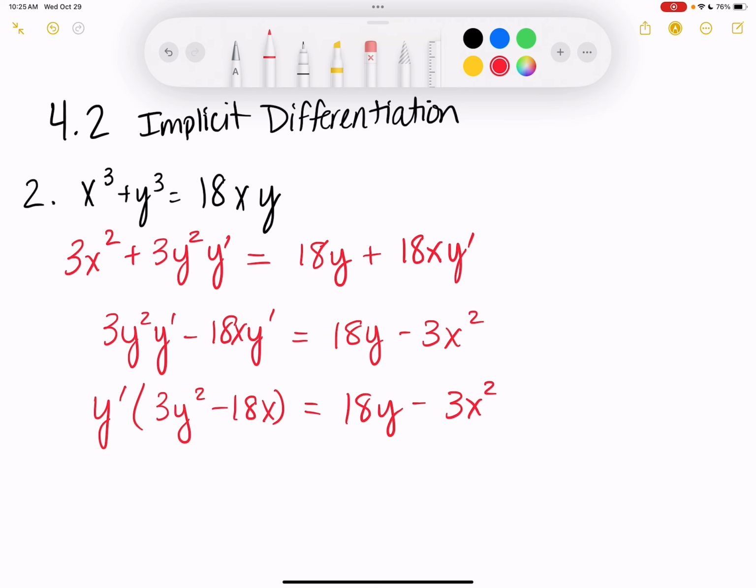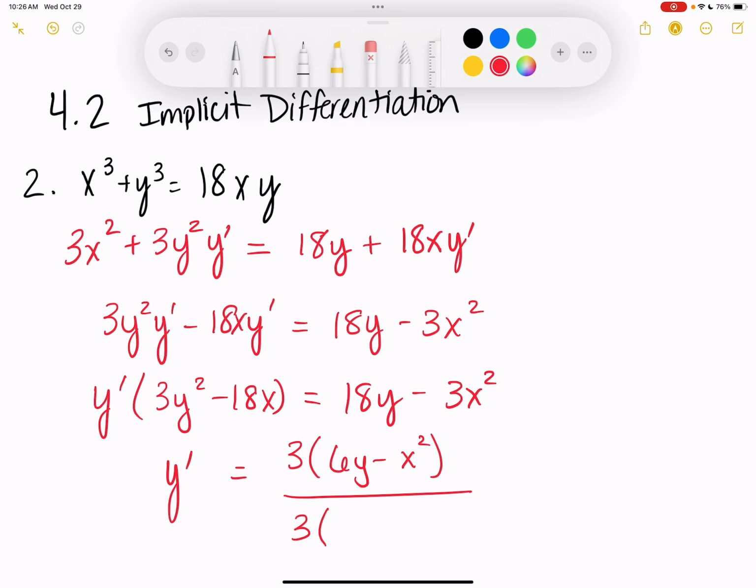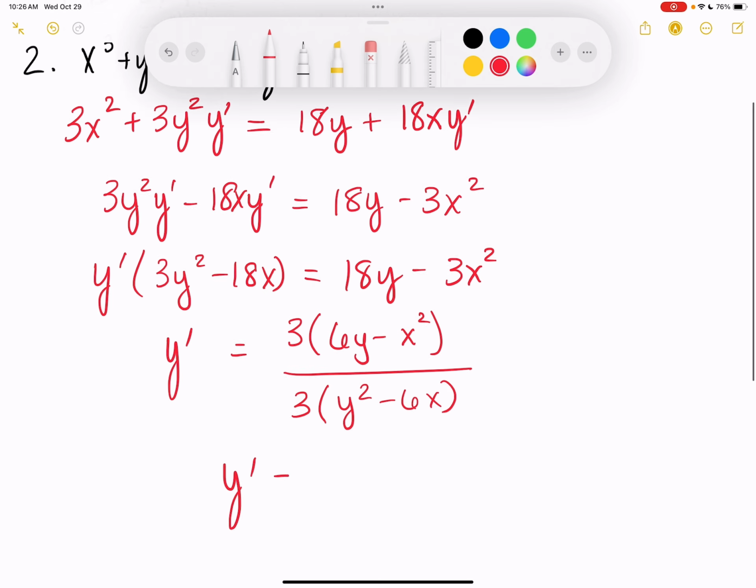Then I'm dividing, so I've got y prime is equal to, now I'm going to take out a 3 from the top when I do this, just so I don't have to write it in 2 steps. So I'm going to have 3 times 6y minus x squared inside the parentheses. And then on the bottom, when I'm dividing this 3y squared minus 18x, I'm going to do the same thing, take a 3 out of those. So then that leaves me with y squared minus 6x. And so then the 3's just cancel. So I end up with y prime is equal to 6y minus x squared over y squared minus 6x. And that would be your final answer.